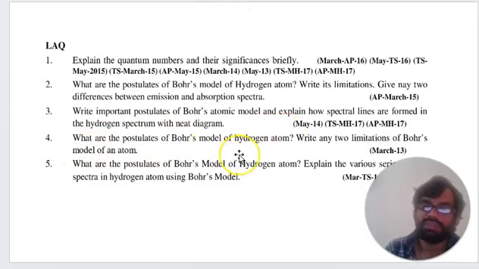And the fourth one: the postulates of Bohr's model of hydrogen atom and write any two limitations of Bohr's model of an atom. And the fifth one is: what are the postulates of Bohr's model of hydrogen atom, explain the various series of lines of the hydrogen atom using Bohr's model. So these are the very short answer questions, especially in atomic structure, repeated in previous exams also.